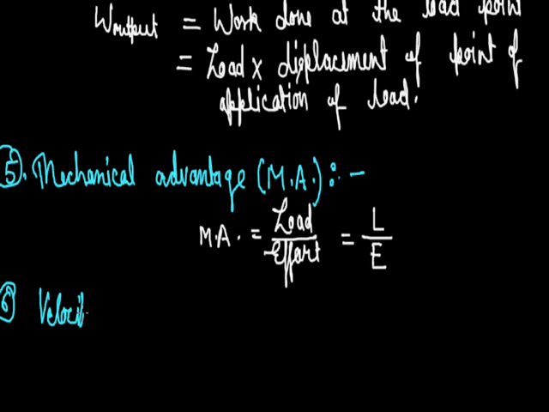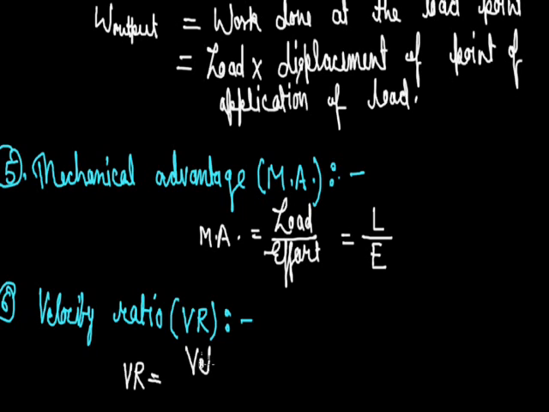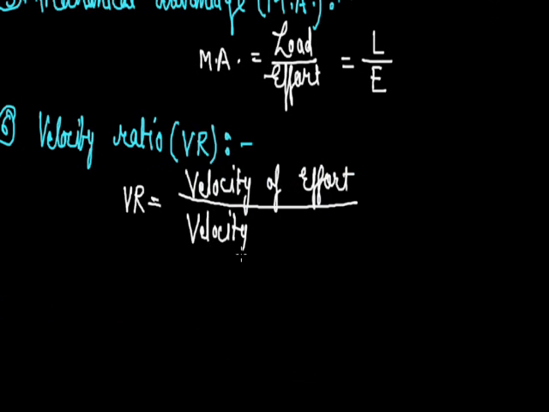Now next, velocity ratio, and it is written in symbolic form VR. Now the ratio of velocity of effort to velocity of load is called the velocity ratio of a machine. So we can write here velocity ratio is velocity of effort upon velocity of load.